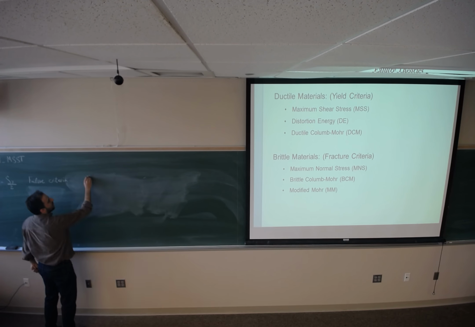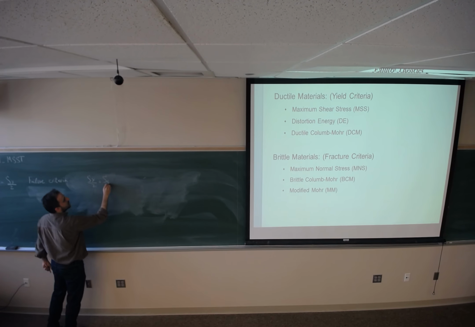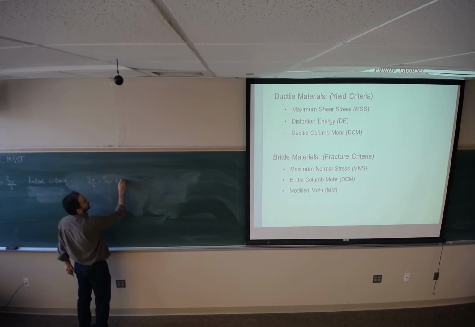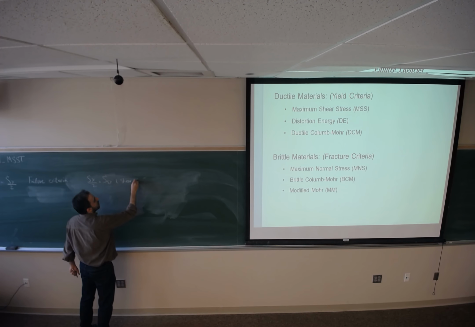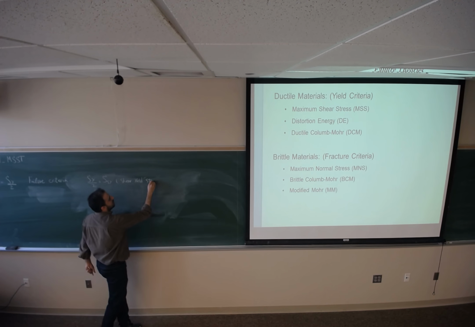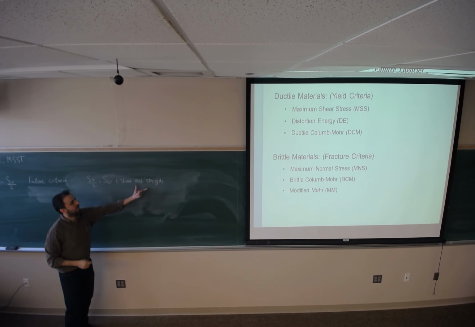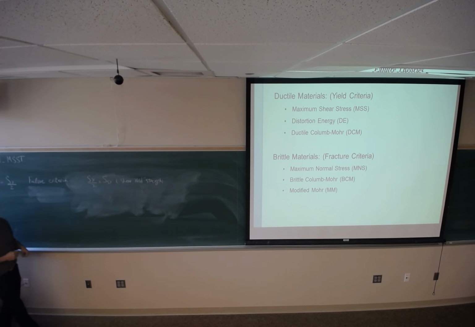We can say Sy over 2 is going to be Ssy, which is shear yield strength. If you want to define the yield strength for the shear, it's going to be Sy divided by 2, and Sy is the yield strength. And if I ask you what would be the maximum shear stress, it's always equal to sigma 1 minus sigma 3 divided by 2.